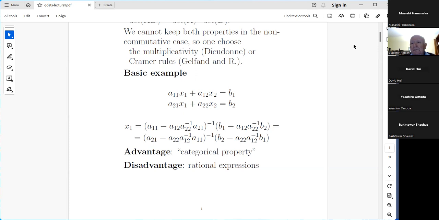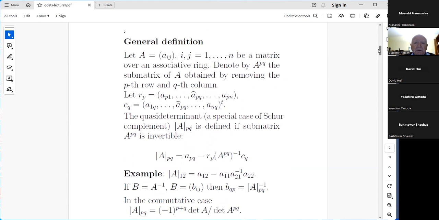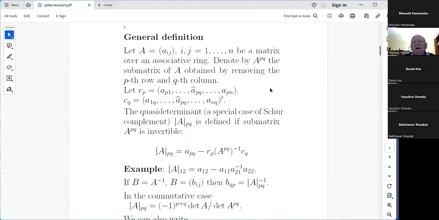Now I am going to present a general definition. Suppose again you have a square matrix, a capital A_ij, over an associative ring, which is not necessarily commutative. Then let me consider a submatrix of A. I'm using the notation A^{pq}. This is a submatrix of A where I removed the row of index p and the column of index q. So this is an n minus 1 by n minus 1 matrix.